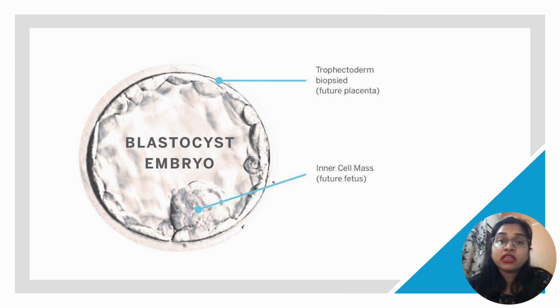But the bad thing is that we are taking trophectoderm, which is going to be placenta, but it is not going to be the fetus. So whether there is concordancy between the trophectoderm and the inner cell mass or not, we don't know. It has been proven by various studies that there is 100% concordancy, but the exact thing nobody knows.